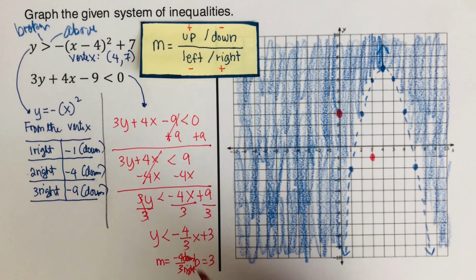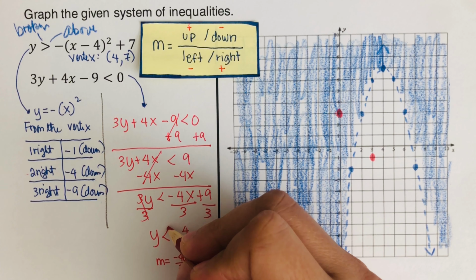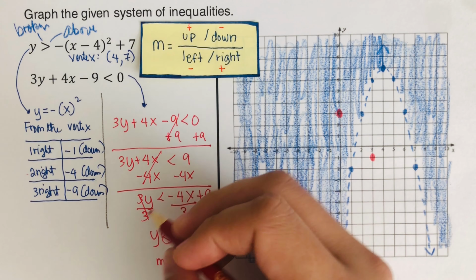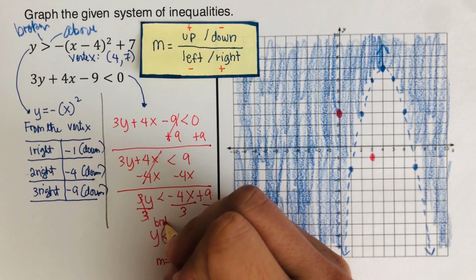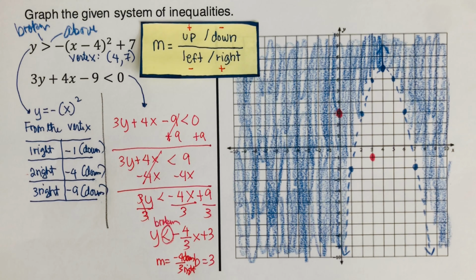And then we are going to determine whether it's solid or a broken line. Since there's no bar underneath, we're going to use a broken line. So we're going to use a broken line right here.